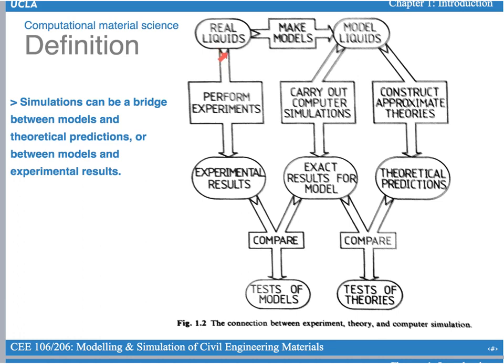So you always start with a real system. For example, here, if we are trying to model the behavior of liquids, the equation of state of liquids, you start with a real liquid, which is a very complex system. If you want to assess the behavior and the properties of liquids, one option, and it's the first 3 here, is that you can conduct an experiment.